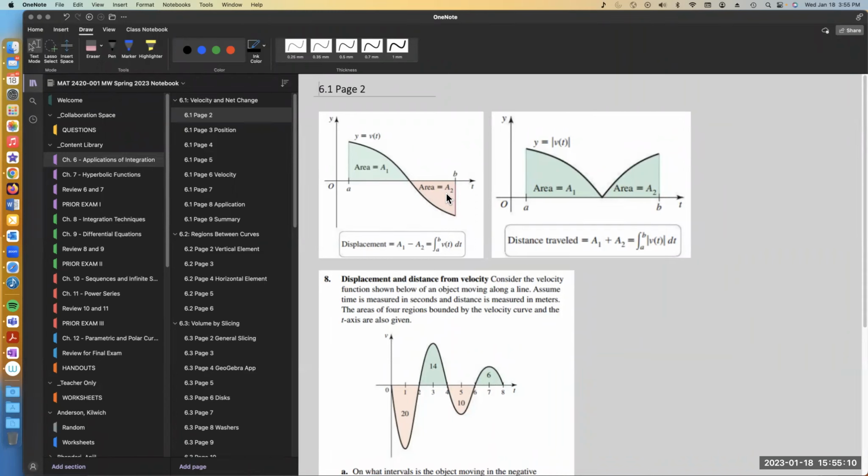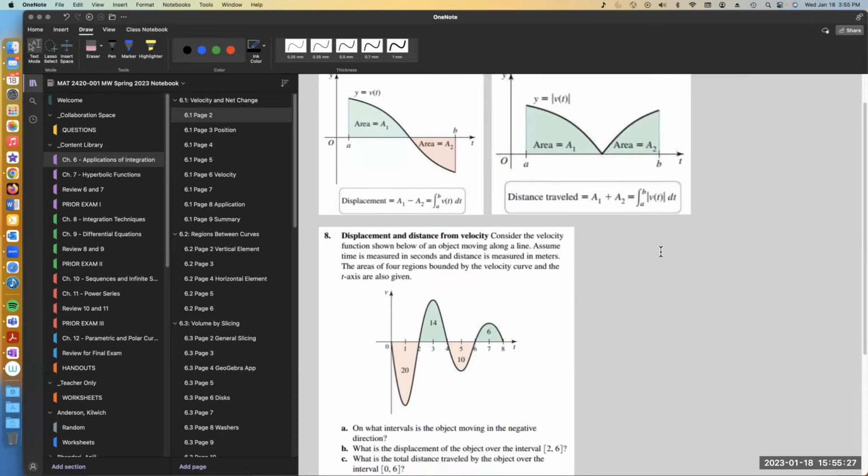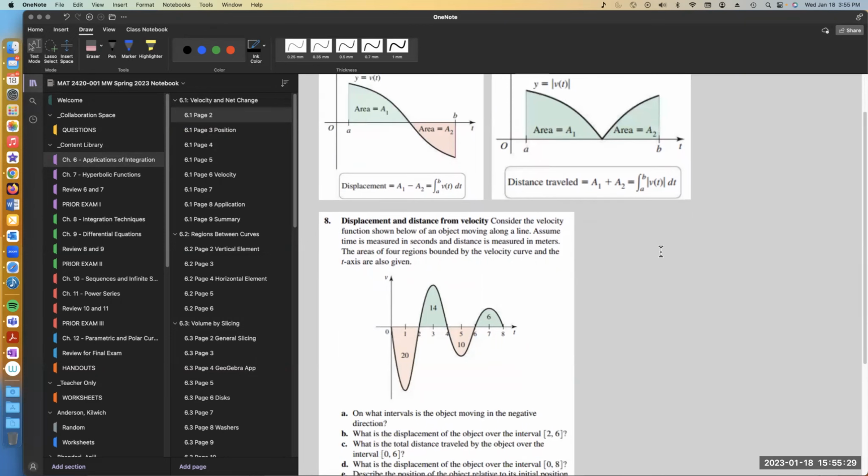So if the areas happen to be equal, the displacement is 0. It's like starting at home, driving to work or school, and then driving back. Your displacement is 0, but clearly your distance traveled is not 0. So what we will do is integrate the absolute value of velocity if we want to get distance traveled. And the absolute value of velocity is called speed. So this right here, that is speed. So if you integrate speed, you will get distance. If you integrate velocity, you will get displacement.